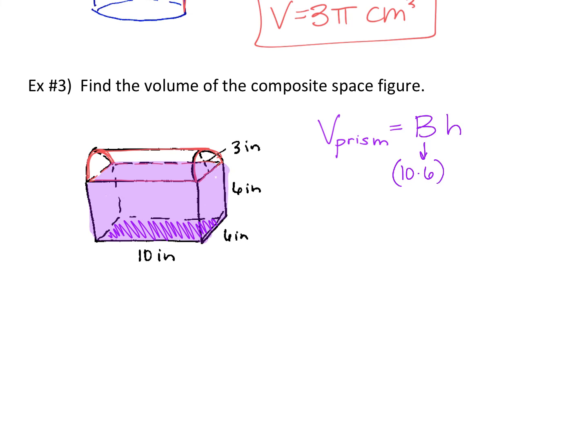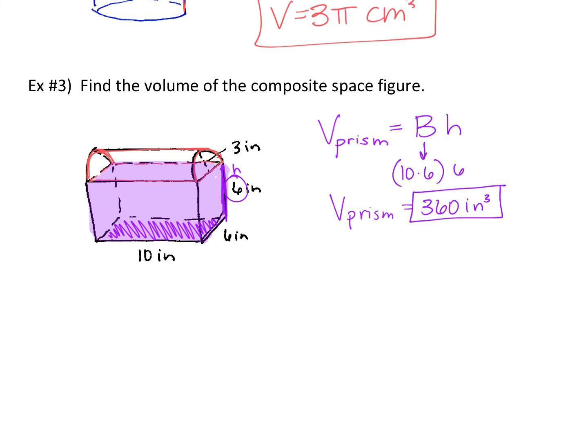If that's my base, what is H? The 6. This 6, right? The height, the distance between, is going to be my H. So the volume of the prism is going to be 10 times 6 or 60 times 6. 60 times 6 is 360 cubic inches. Okay, so that's part of it.